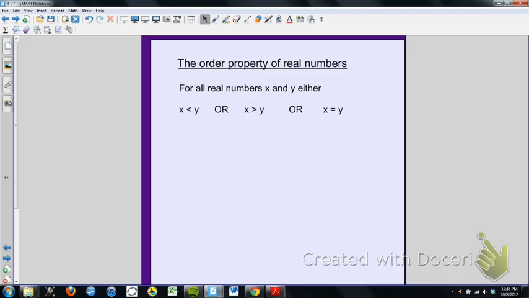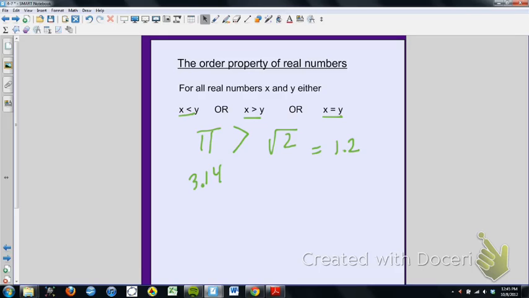I just chose integers, but if I chose pi and the square root of 2, those are irrational numbers, but they're still real numbers. An approximation of pi would be 3.14. That's not pi, but that's an approximation of it. And the approximation of the square root of 2 would be something like 1.4. So you can see that pi is greater than the square root of 2. So it's either this situation, or this situation.